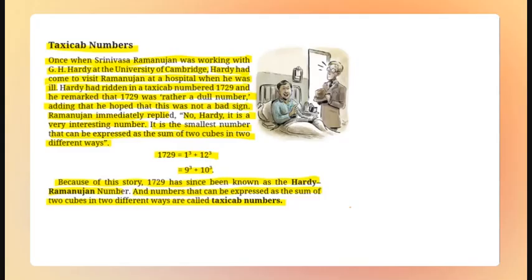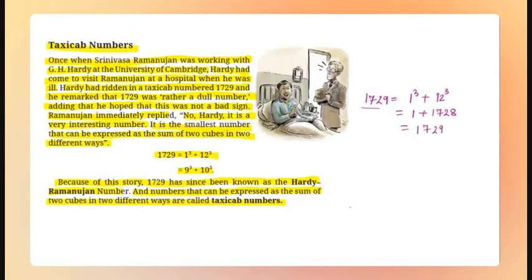So in reply, what does Ramanujan say? No, it is a very interesting number. Now Ramanujan had a story related to that number and he said that 1729 is the smallest number जिसको आप कैसे represent कर सकते हो? Sum of two cubes से. So he said 1729 को आप 1 cube plus 12 cube भी लिख सकते हो. So 1 cube would be 1 and 12 cube is 1728, and when you add this it becomes 1729.